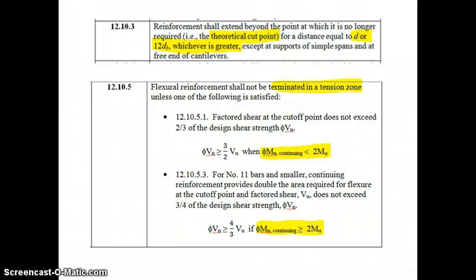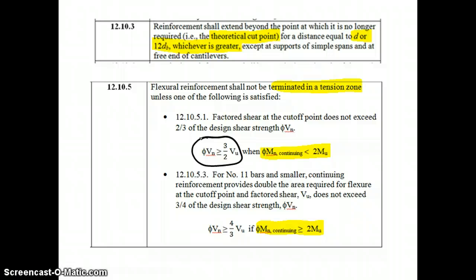If, say for example, we're using 12.10.5.1, if this is not true, if for example phi Vn is less than 3/2 Vu, we can do one of 2 things. Part C of PS-3 says if this is not true, we need to determine the stirrup spacing to make this true. So we can really squeeze in those stirrups to increase phi Vn. Now in part D, that says we're locked into a certain stirrup spacing. We can't change that. So we can't change our phi Vn side of this equation.